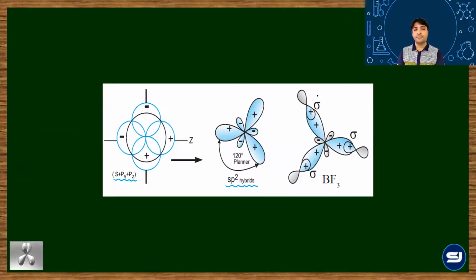Got it? Yes. So fluorines will be unhybridized, right? Yes. The hybridization is only for the central atom. So whenever we say methane undergoes sp3 hybridization, it is actually the carbon of methane, the central atom, that undergoes hybridization. Both won't undergo hybridization. It is only the central atom which forms the orbitals of equal energy and same shape. Clear? Yes, sir.